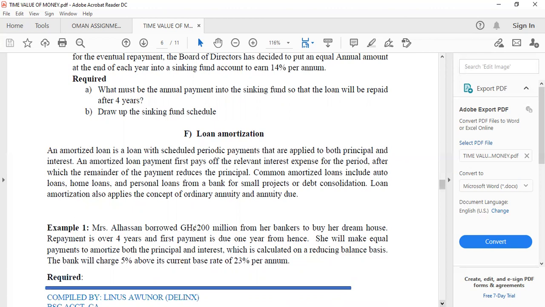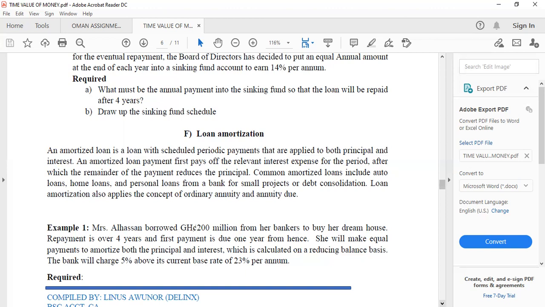Let me take it again. Repayment is over 4 years and first payment is due 1 year from hence. What is the meaning? Payment is due 1 year from now, isn't it? So that means he is going to pay at the end of every year. If today is January 1, he's going to pay at the end of the year, which is 31st December.